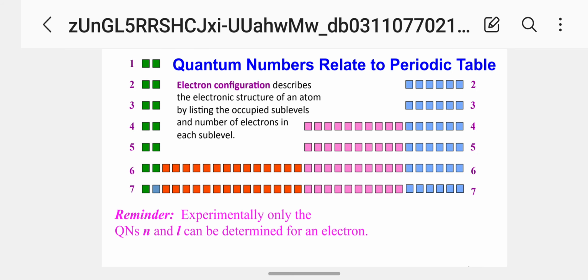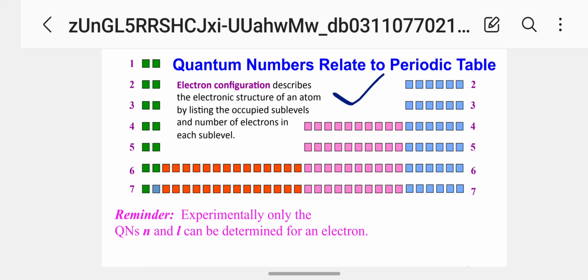Now on page 15/19 you have a situation. Here we discuss quantum numbers related to the periodic table, which is mainly based, in which groups or elements are based, on electronic configuration. So let us describe electronic configuration. Electronic configuration is a general description or expression of the electronic structure of an atom by listing the occupied sublevels and the number of electrons in each sublevel.